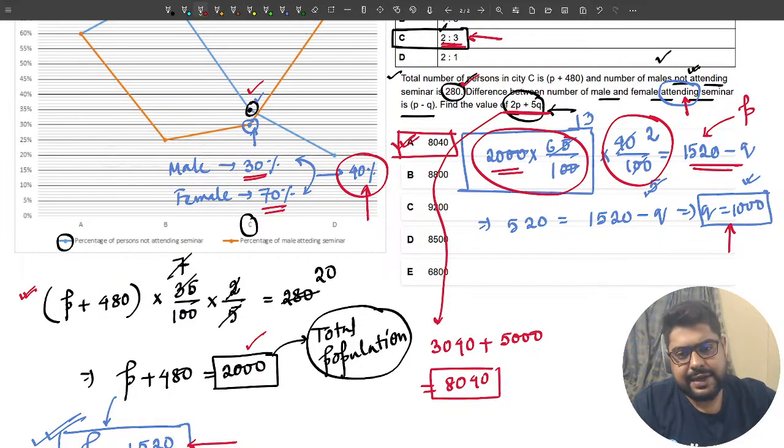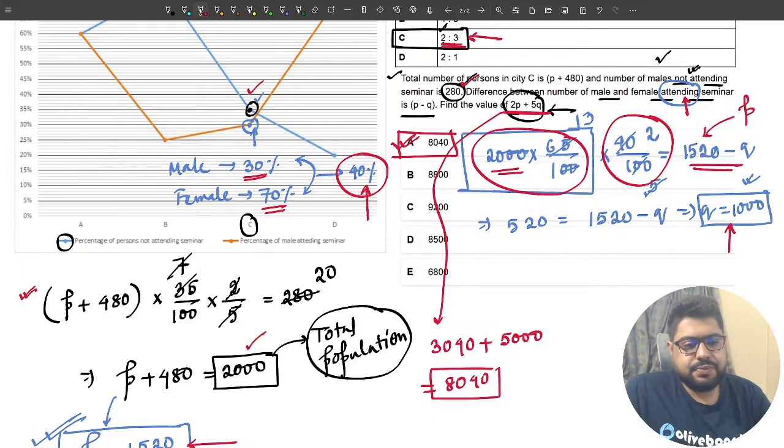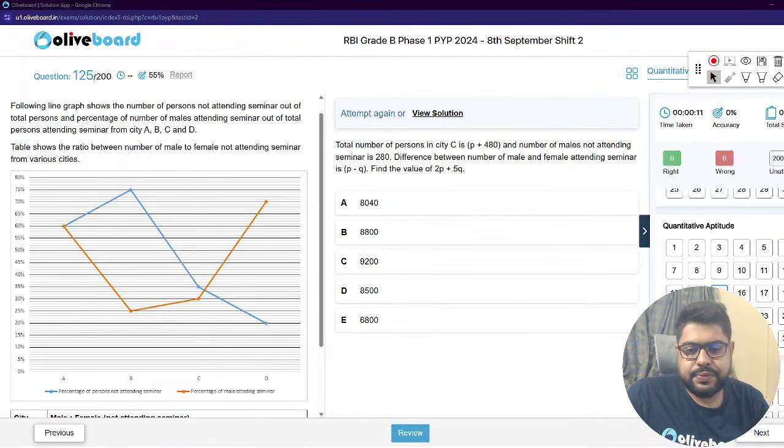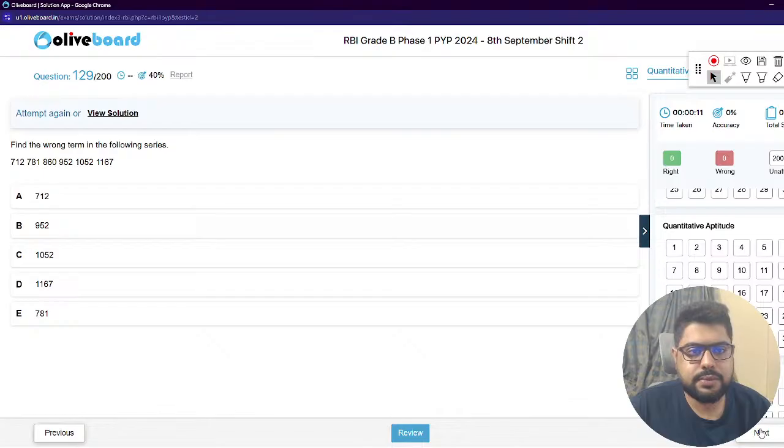Hopefully this DI is clear, sir. Hopefully this DI we can now do. Chalo. Let's move on to the next question. Jaldi se, sir. Sir, wrong number series. Wrong number series questions.